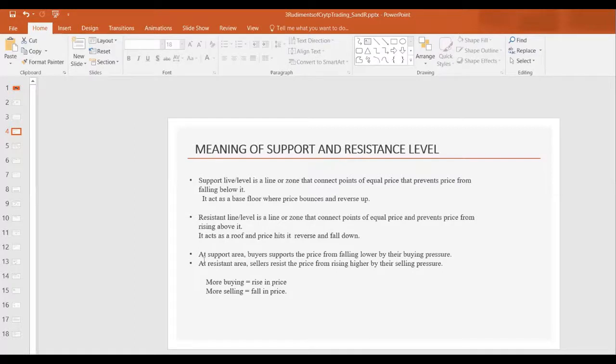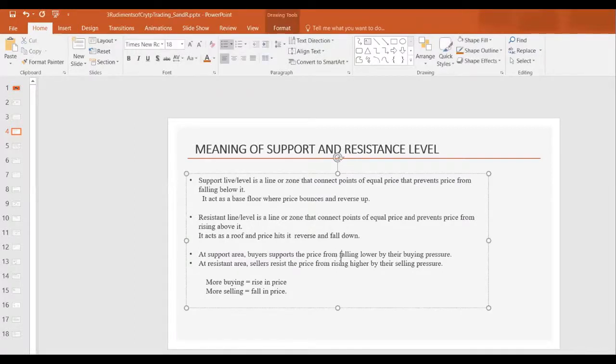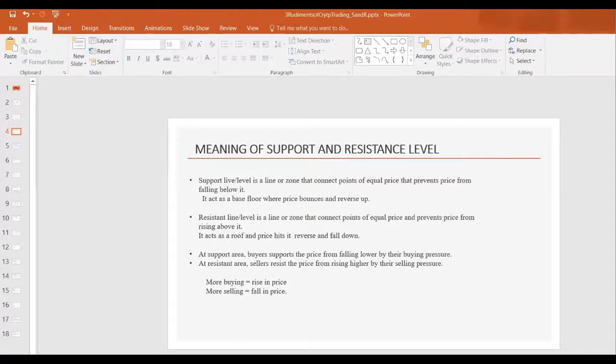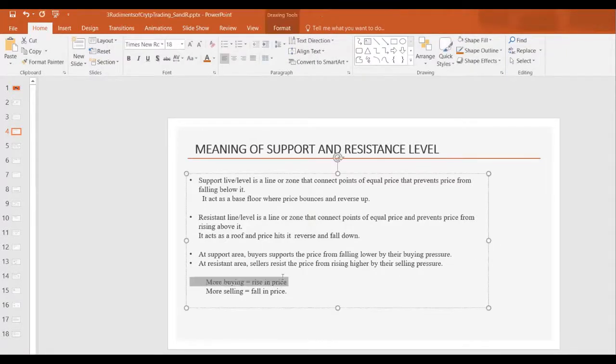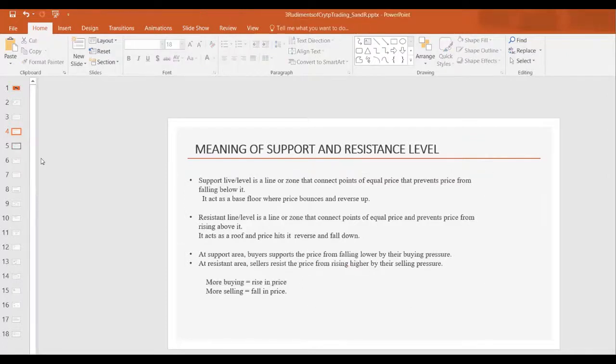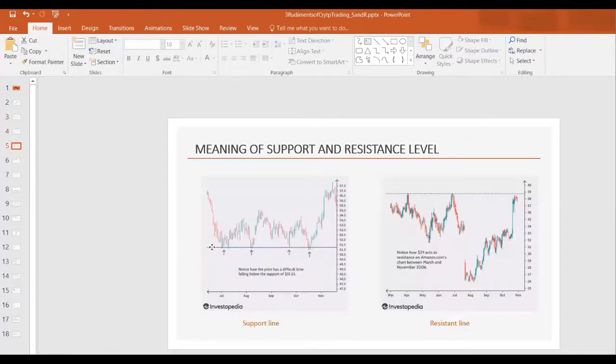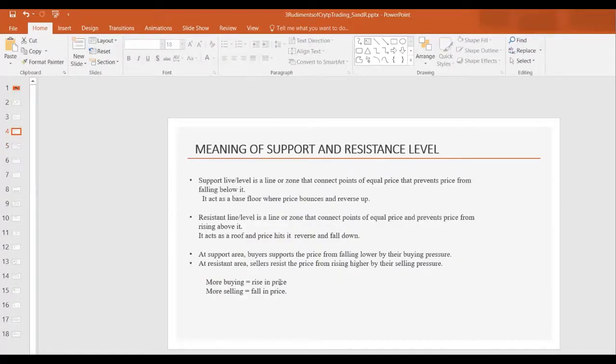At the support area, buyers support the price from falling lower by their buying pressure. Now, when you have more buying, price is going to rise. Which means at this support level, more buyers are there, so they are buying more. The simple principle is that when you have more buying, price is going to rise, and when you have more selling, price is going to fall.